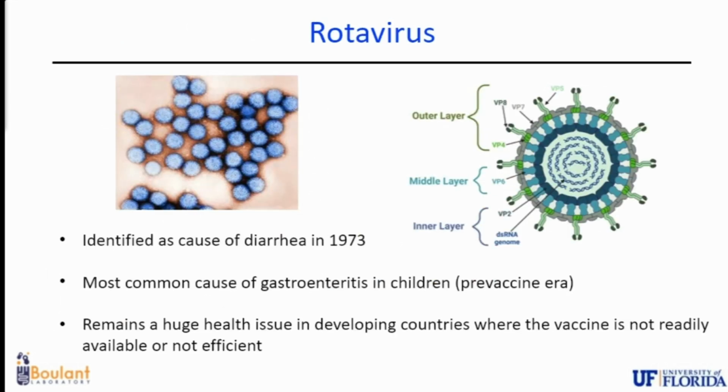One last slide of introduction on the virus we are going to use today is Rotavirus. I think you all know about Rotavirus. It has been identified as a cause of diarrhea in 1973. And before, in the pre-vaccine era, it was the most common cause of gastroenteritis in children. Now, in developed countries, the vaccine is very efficient and rotavirus is not so much of a problem. However, it remains a huge health issue in developing countries where the vaccine is not readily available or actually not efficient. Like there is actually a region in Africa where the vaccine doesn't work very well and doesn't protect children against these viruses.